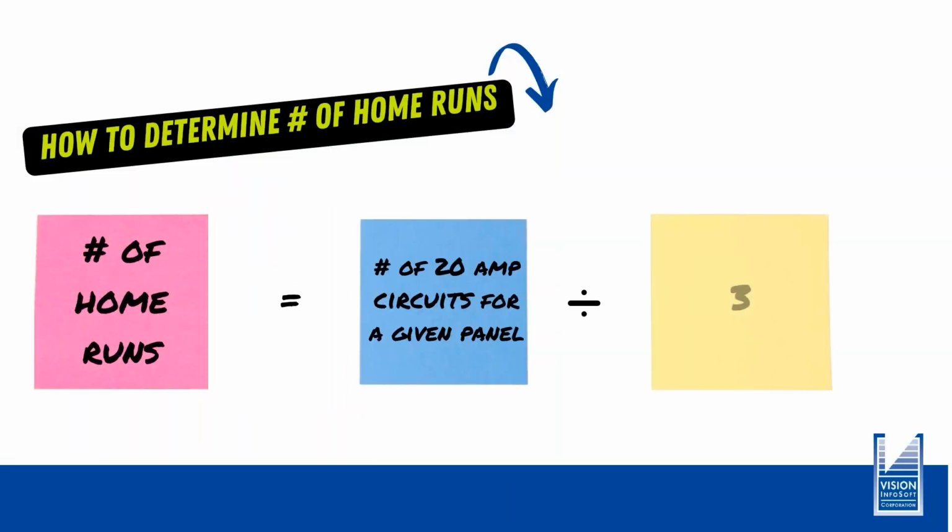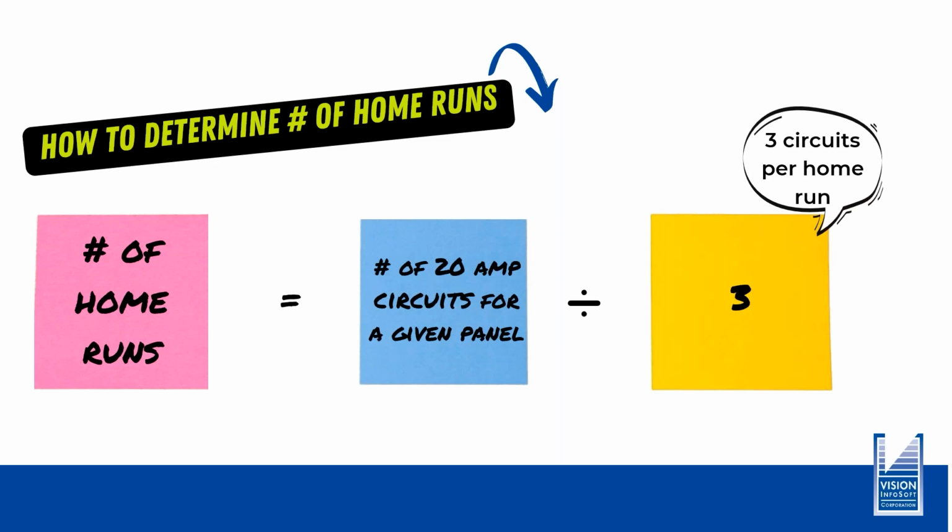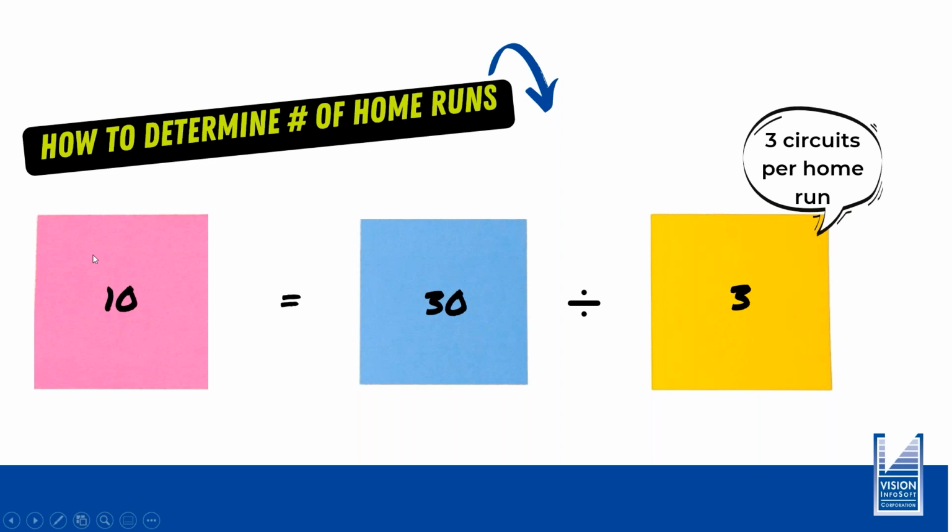So again, a sample here is you take the number of 20 amp circuits from a given panel and divide it by 3. That'll give you the number of home runs you need. So if I have 30 circuits, I divide that by 3. That means we need 10 home runs. It's a pretty simple formula.